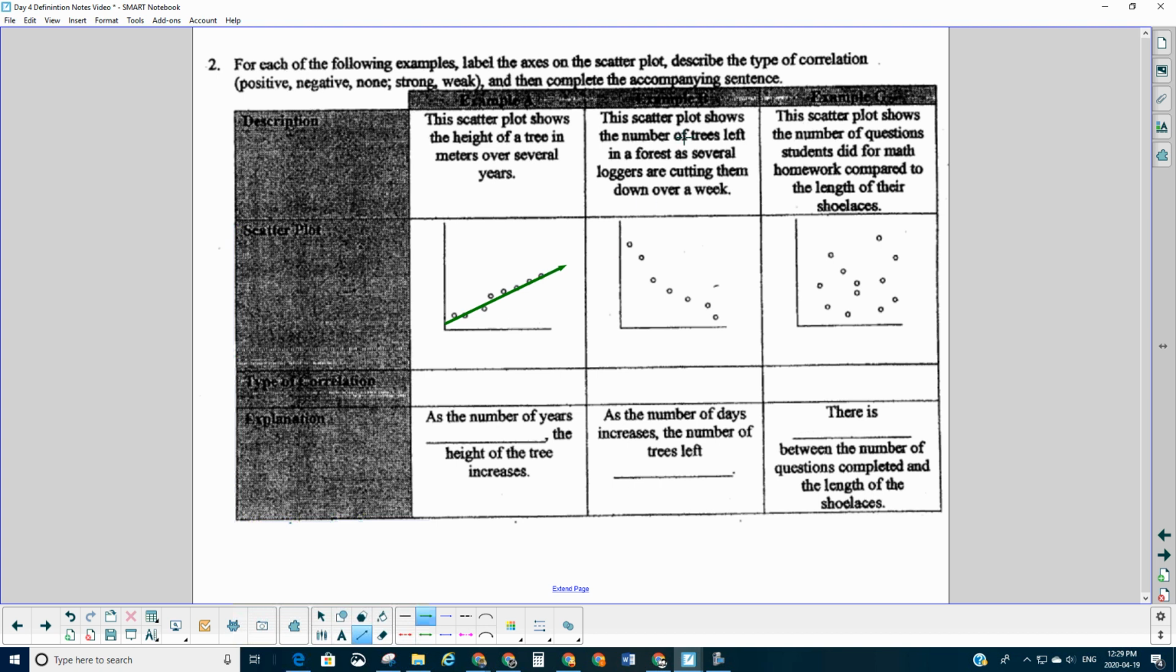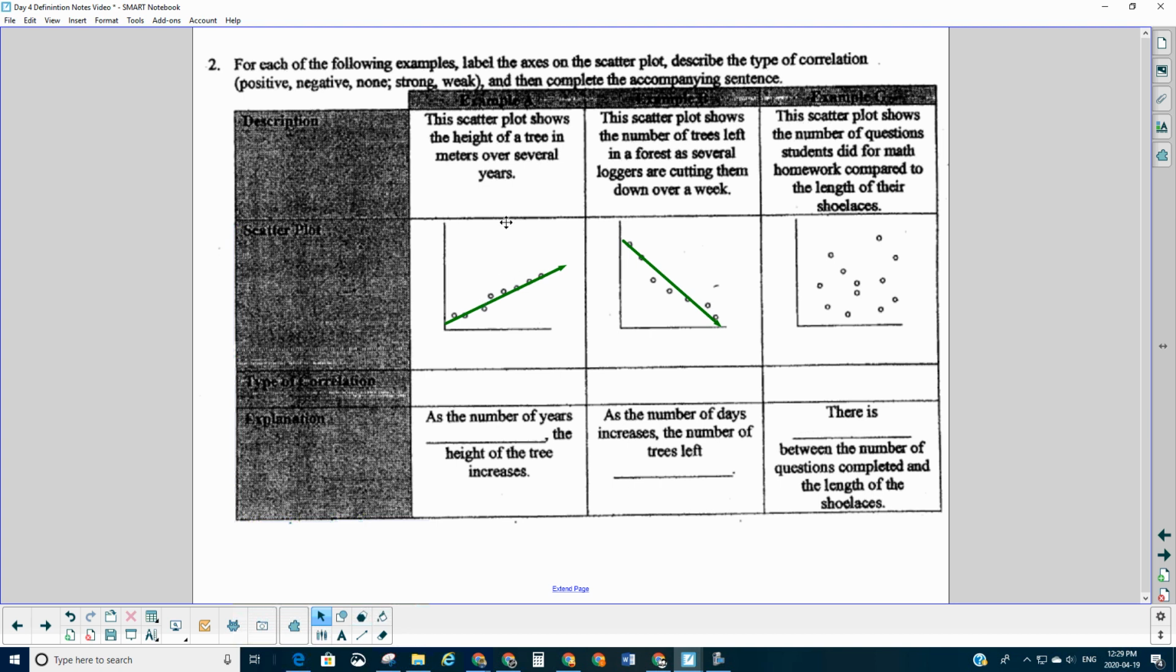This one describes the number of trees left in a forest after several loggers are cutting them down over a week. So in this case, if we drew a line of best fit, it would be something like this, the number of trees less. And then this one is a little bit harder to draw a line of best fit. So let's go and describe each of these.